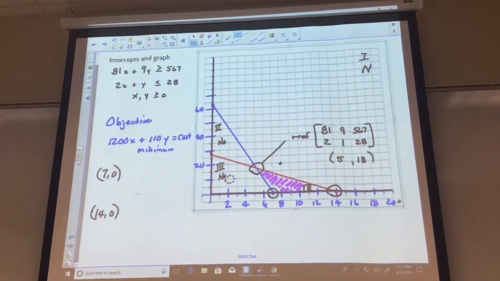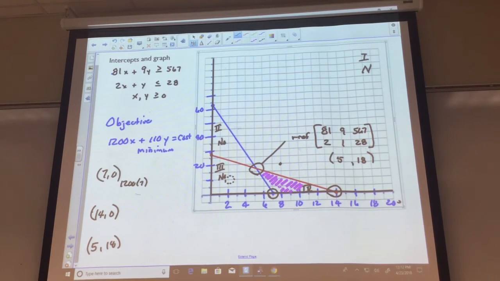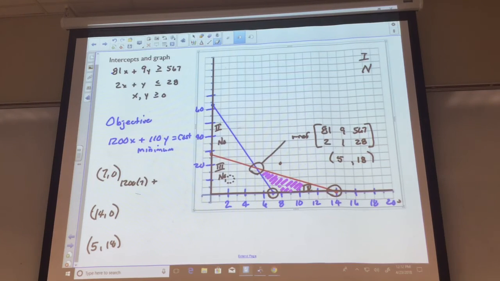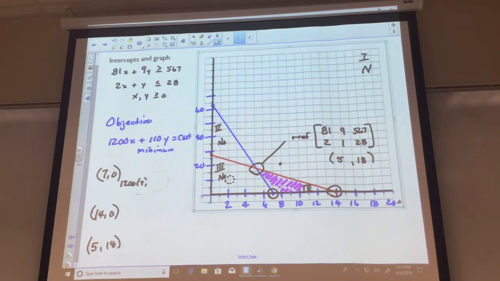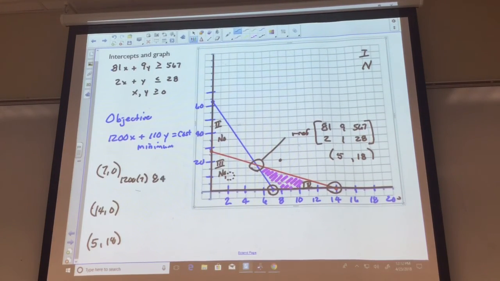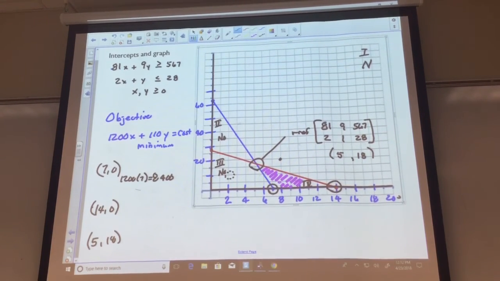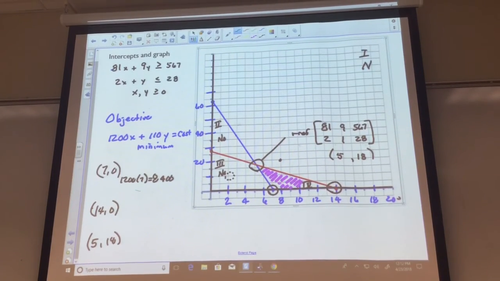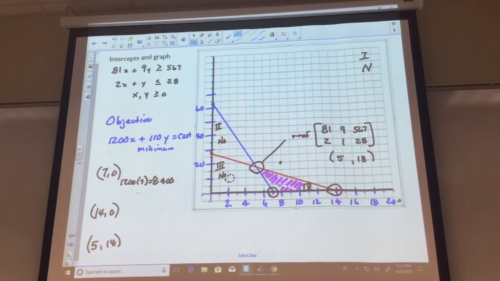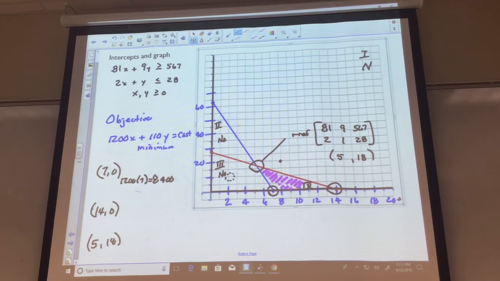So our last point down here that we have to consider then is also 5 and 18. So 1,200 times 7. And there is no Y value to worry about in the problem. So that's 8,400. If I rent 7 buses, I can get them all there. It's going to cost me $8,400.